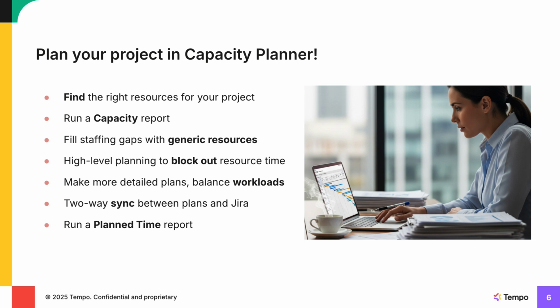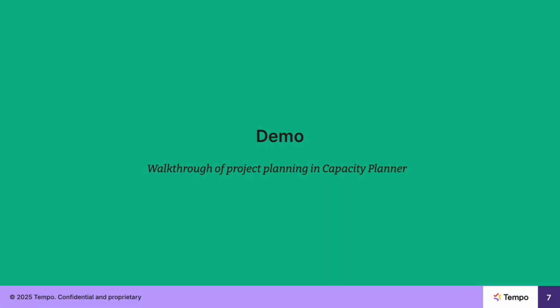We'll also cover the two-way sync between plans and Jira, which is a powerful tool for saving you time and helping you stay on top of what's happening. At any point after you've started planning, you can run a planned time report to get planned time and capacity data on each resource. And now we're going to give you a walkthrough of this project planning workflow in Capacity Planner.